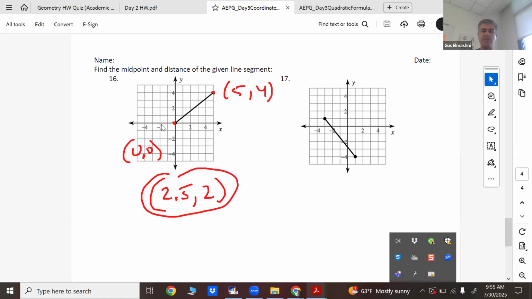Now let's draw a nice right triangle. How far did I go right? How far did I go up? And just square them and square root. So 25 plus 16 is 41.